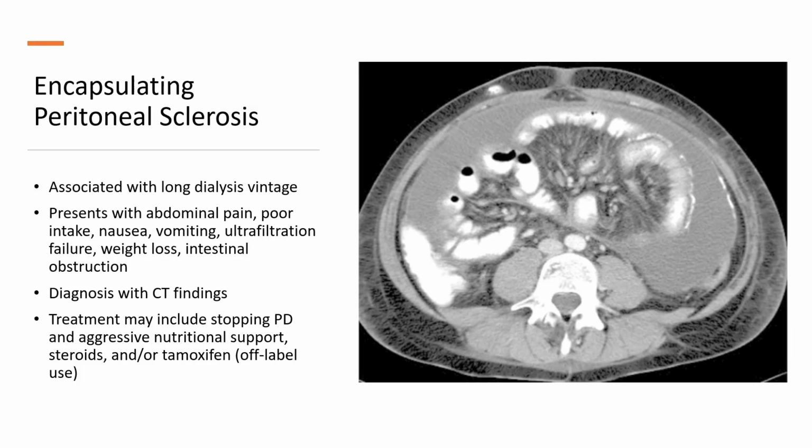Then there's encapsulating peritoneal sclerosis. So this is a very rare phenomenon. It's associated with long dialysis vintage. So there's not a cutoff. If someone's been on peritoneal dialysis for 10 years, you wouldn't stop it just because this is a risk, because it's such a rare complication. But if they present with abdominal pain, poor intake, nausea, vomiting, sometimes they have ultrafiltration failure, weight loss, intestinal obstruction. If they're having symptoms that make you concerned for this, then you would want to do a CT to diagnose.